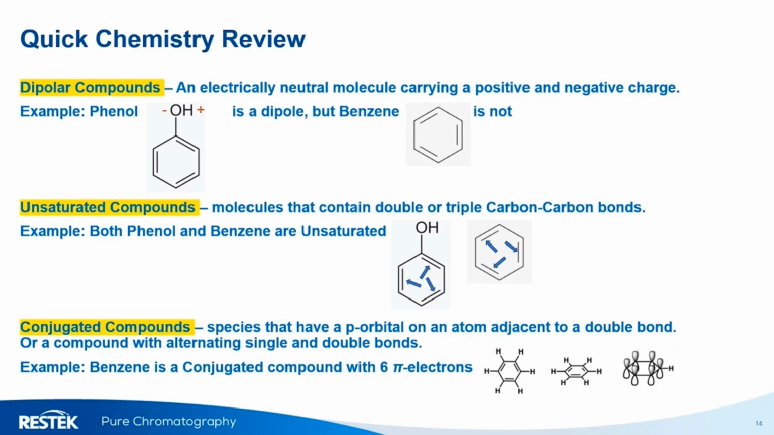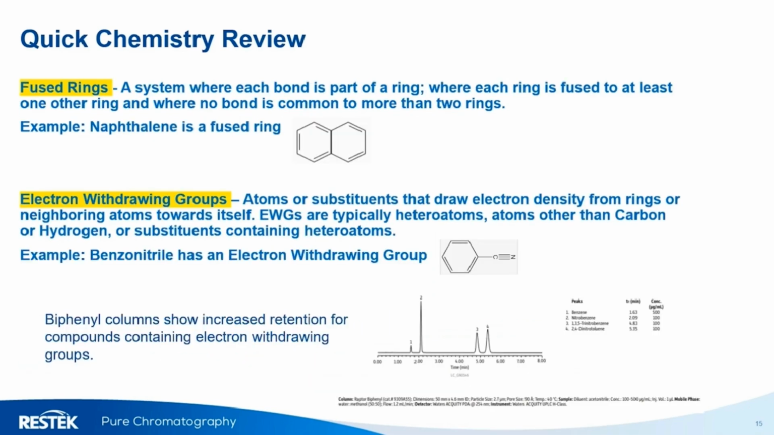Conjugated compounds, these are species that have a pi orbital on an atom adjacent to a double bond, or a compound with alternating single and double bonds. For example, benzene is a conjugated compound with 6 pi electrons. Fused rings are a system where each bond is part of a ring, where each ring is fused to at least one other ring, and where no bond is common to more than 2 rings.